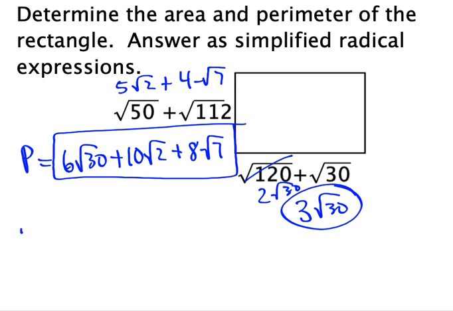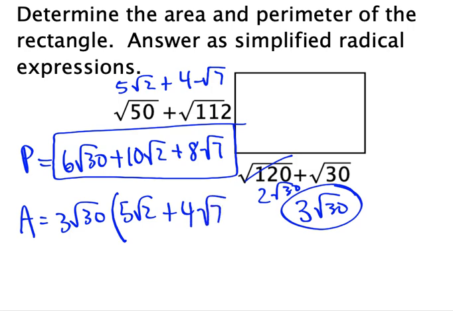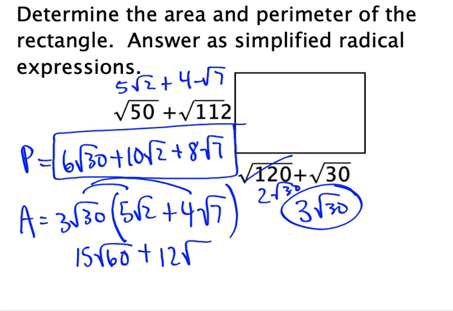Nothing reduces. The area is just length times width. We're going to take 3 square roots of 30 and multiply it by 5 square roots of 2 plus 4 square roots of 7. We distribute this, and we get 15 square roots of 60 plus 12 square roots of 210. 7 times 30.